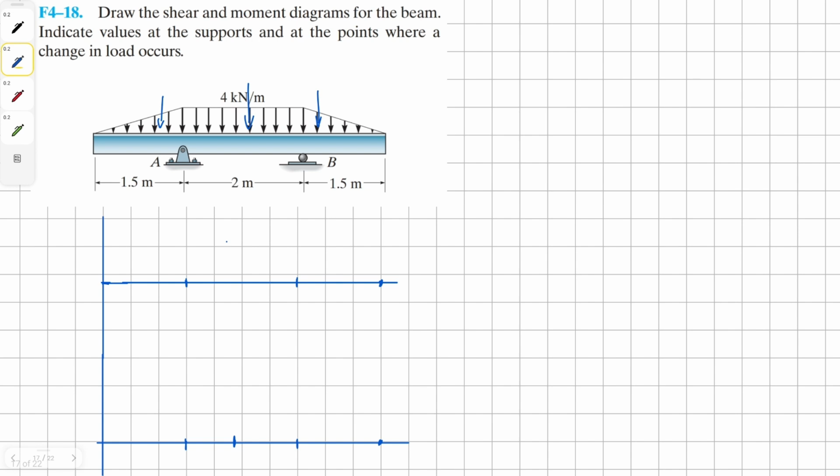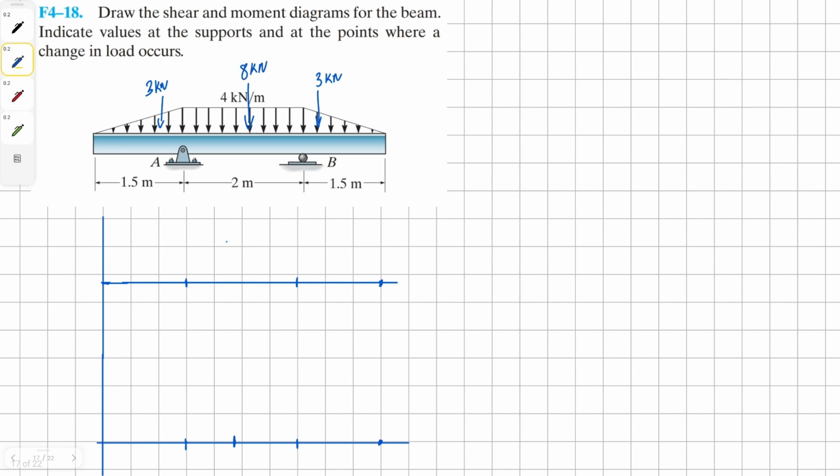From the beginning of this beam, at the left-hand side till point A, we're going to have a triangular load, so 0.5 times 1.5 times 4, which gives us 3. And because the other side is symmetrical, the other side is going to be 3 kilonewtons as well. And between A and B, it's going to be 2 times 4, which is 8.